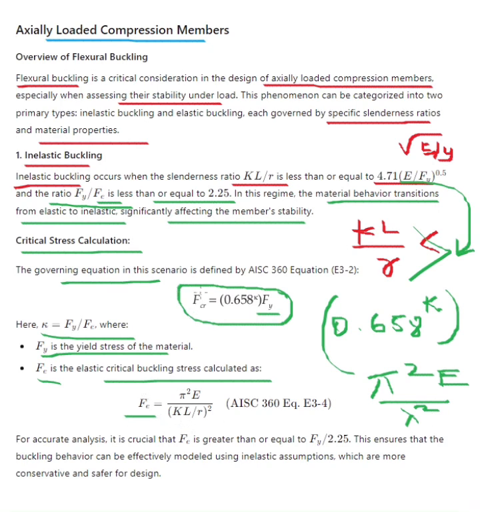Fcr is the critical stress, Fe is the elastic critical buckling stress. For accurate analysis, it's crucial that Fe is greater than or equal to Fy/2.25. This ensures that buckling behavior can be effectively modeled using inelastic assumptions, which are more conservative and safer for design.